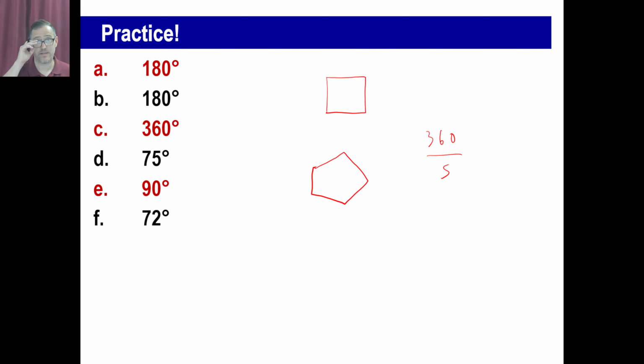Make sure you memorize those two things. Inside of a triangle is 180. Inside of a quadrilateral, 360. We'll talk about other shapes a little bit later.